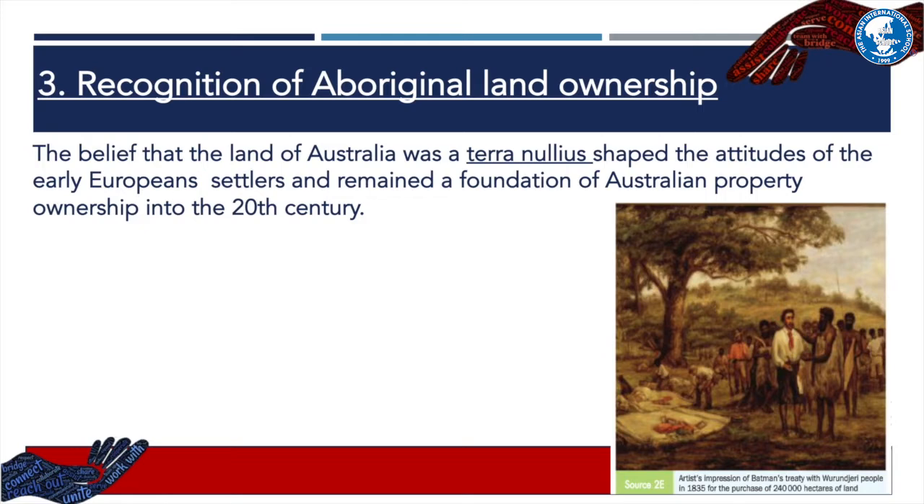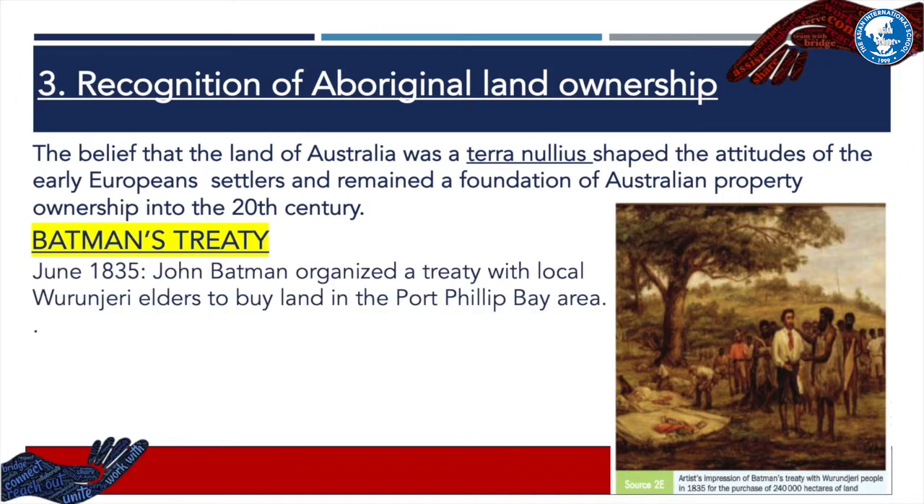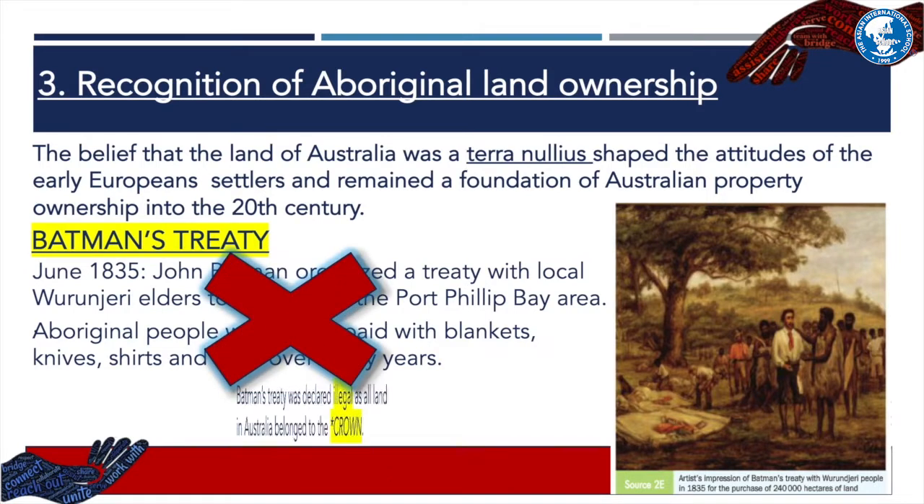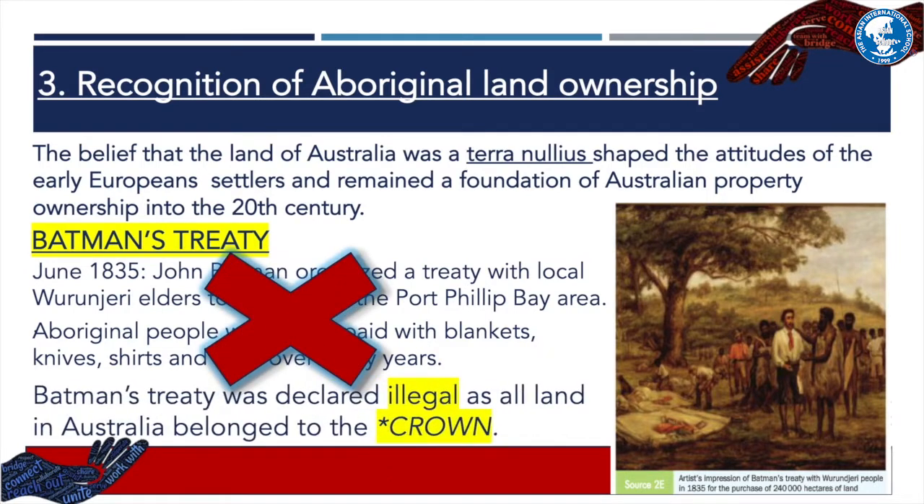So, he organized a treaty with the locals in June 1835 to buy land in the Port Phillip Bay area, or in Victoria. So, that was known as Batman's Treaty. And Aboriginal people were to be paid with blankets, knives, shirts, and food over many years. But sadly, Batman's Treaty was declared illegal, as all land in Australia belonged to the Crown.